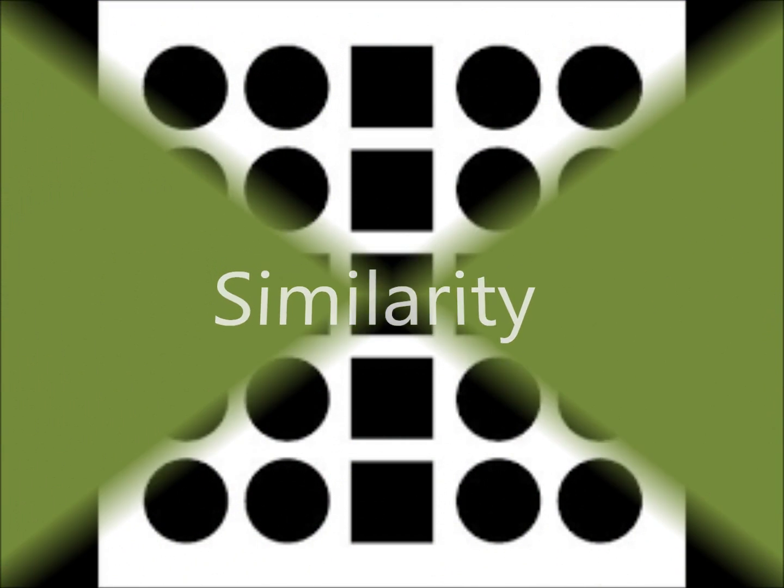Similarity. We like to put similar figures together. Here we see a plus sign of squares that separate the circles into quadrants. It's more difficult to think of it as a circle, circle, square, circle, circle, square, and so on. Here, the X's and O's are easily seen in columns and not rows of alternating shapes.